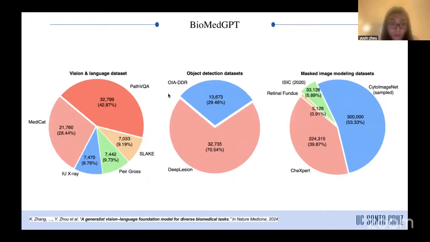Here we also show the performance in different domains. You can see we can achieve state of the art on vision-language datasets, object detection datasets, masked image modeling datasets, and even for some of the datasets that are underrepresented in our data distribution, we can achieve very competitive results.